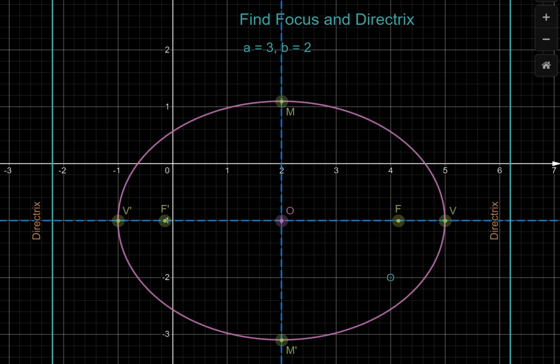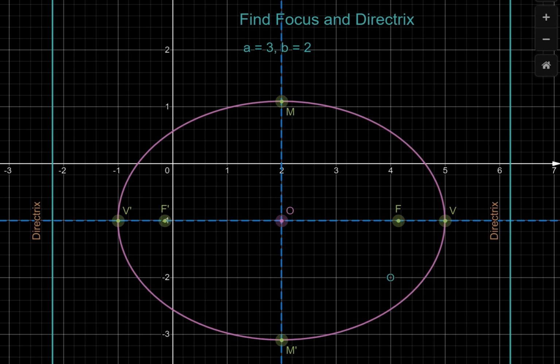You can pause the video, answer, and then look into my suggestions. First thing we notice is that the graph of an ellipse shown here has been translated. Note the translation and then write down the equation of the ellipse. The graph is translated 2 units right and 1 unit down. That means h value is 2 and k value is minus 1.